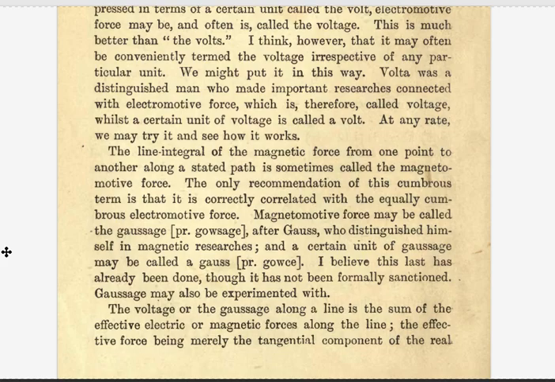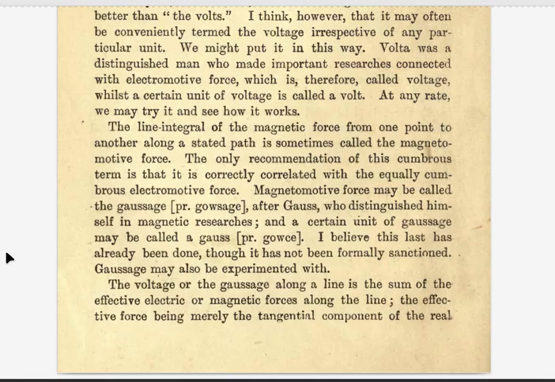The line integral of the magnetic force from one point to another along a stated path is sometimes called the magnetomotive force. The only recommendation of this cumbrous term is that it is correctly correlated with the equally cumbrous electromotive force. Magnetomotive force may be called the Gaussage, after Gauss, who distinguished himself in magnetic researches, and a certain unit of Gaussage may be called a Gauss. I believe this last has already been done, though it has not been formally sanctioned. Gaussage may also be experimented with.